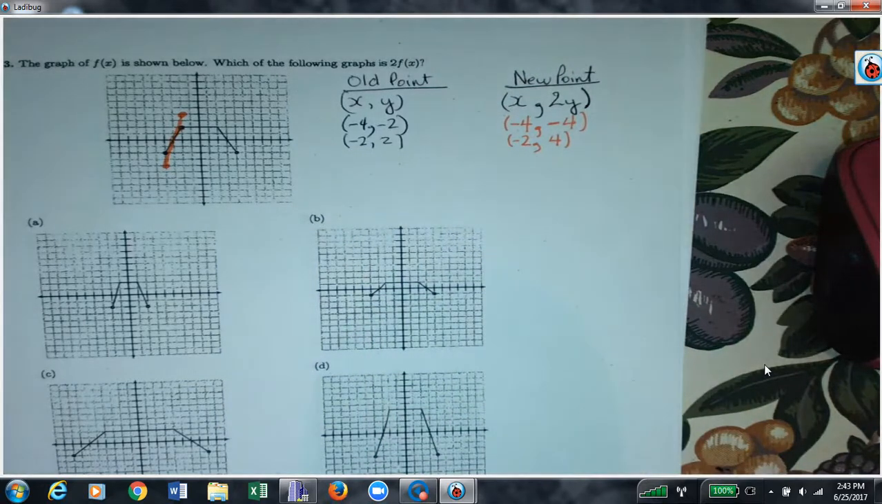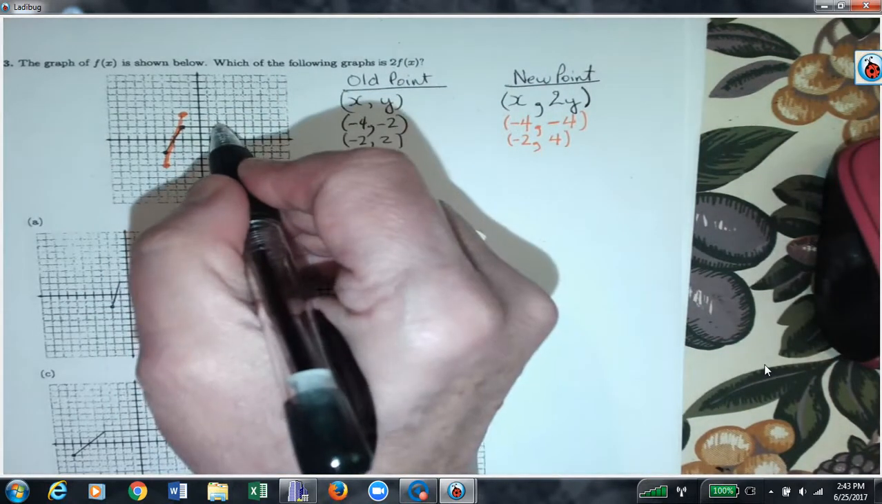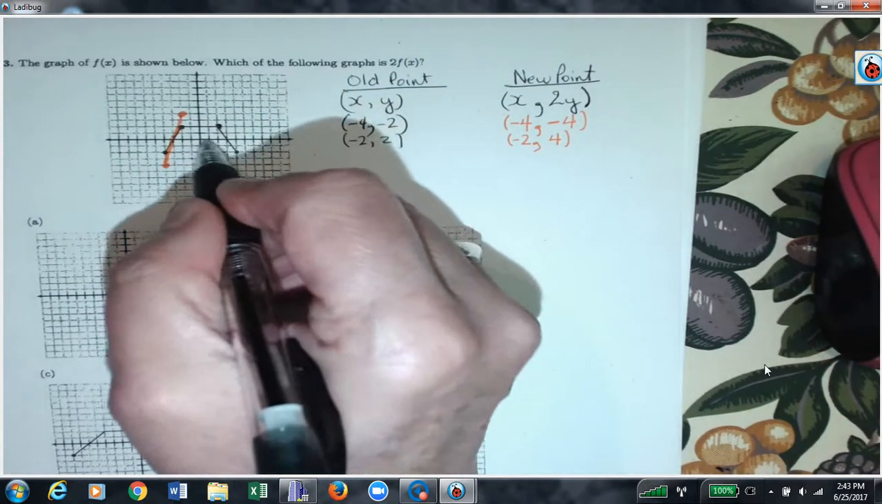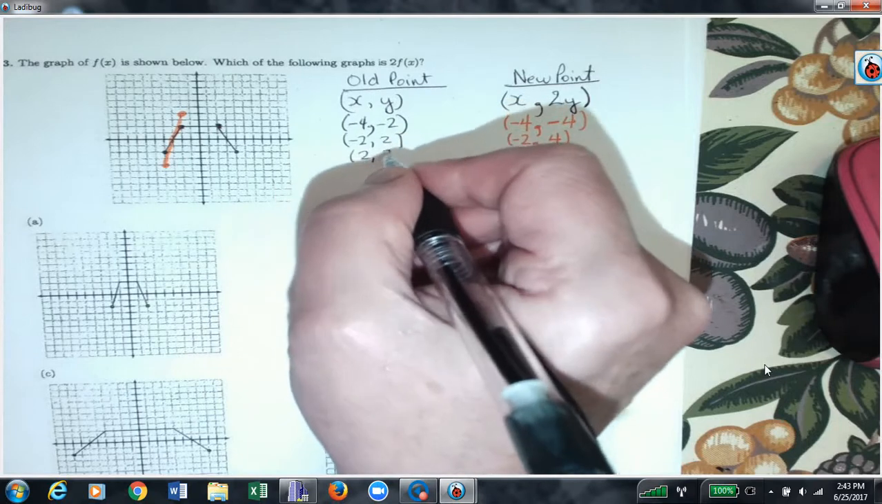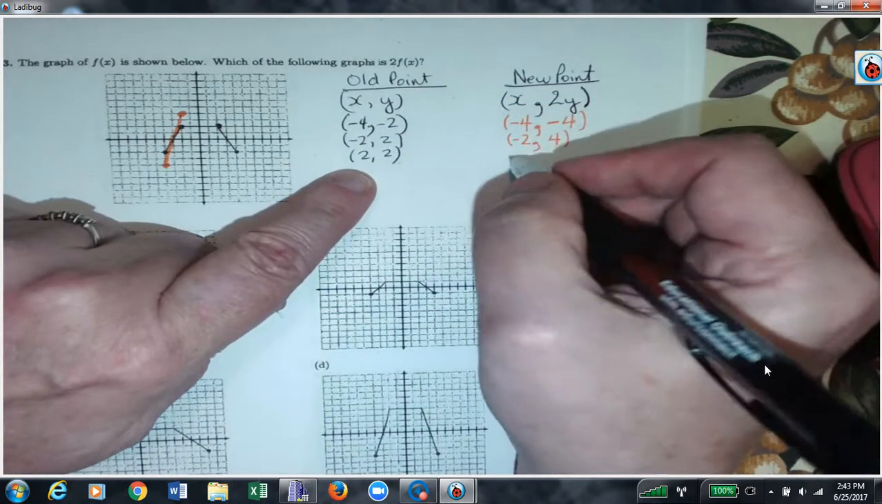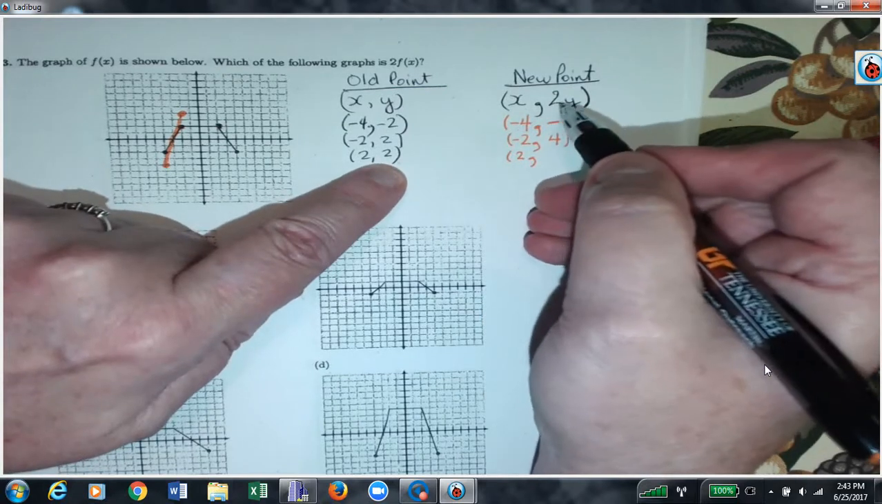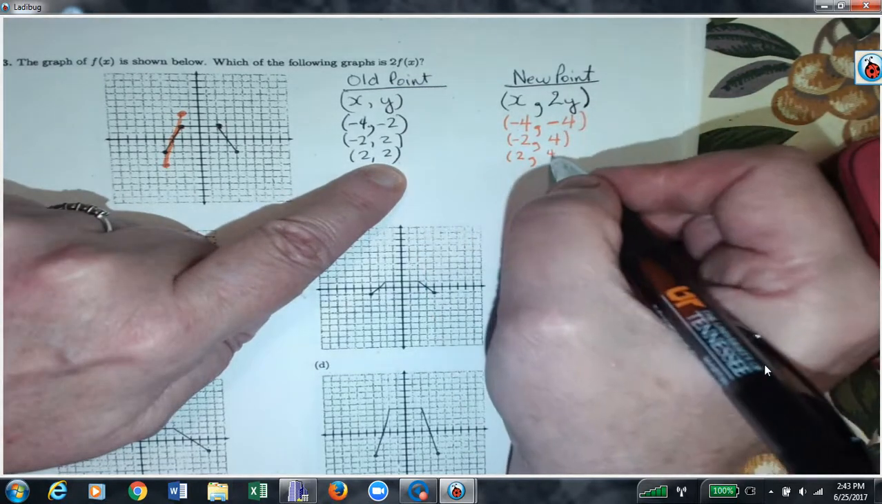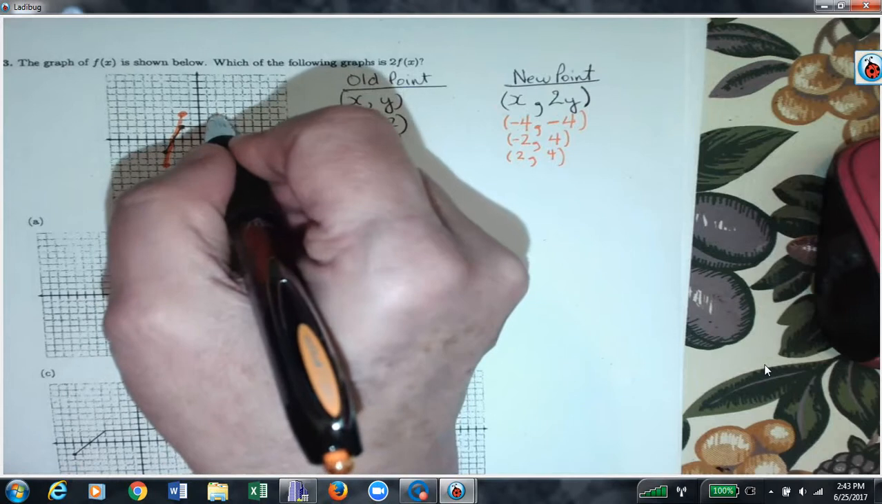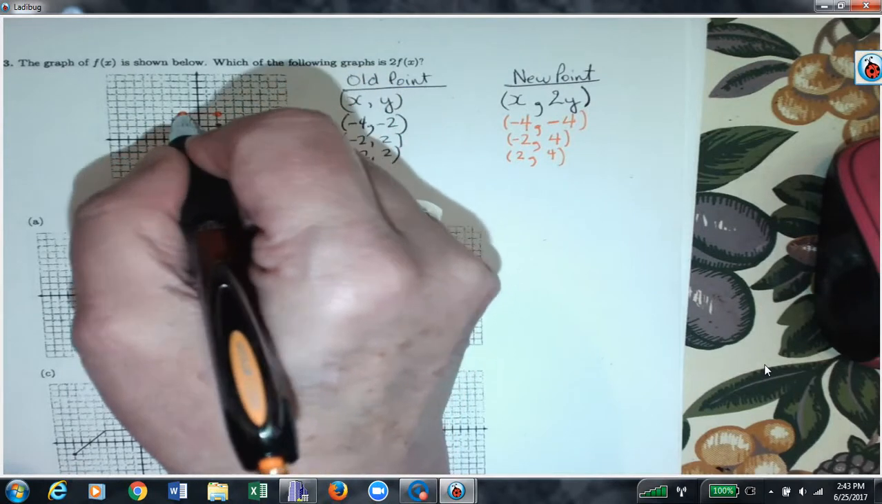Okay. This point is easy to identify. What are its coordinates? +2, +2. So what are the new coordinates going to be? The same x coordinate, but the new y coordinate will be 2 times the old y coordinate. So that's where the new guy is.